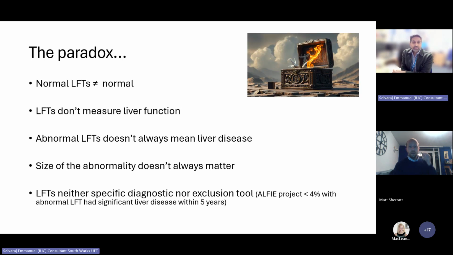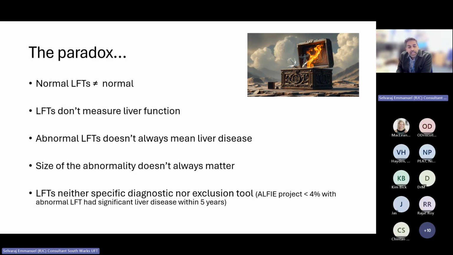The whole big problem is the paradox with LFTs. As you know, a liver function test doesn't always measure the function of the liver. And normal liver enzymes, or LFTs, don't always mean a normal liver. Abnormal LFTs don't always mean liver disease either. There are other causes for abnormal LFTs, as you and I know. And sometimes we get a bit fixated on the size of the abnormality. In some instances, it may matter, but it doesn't always matter.